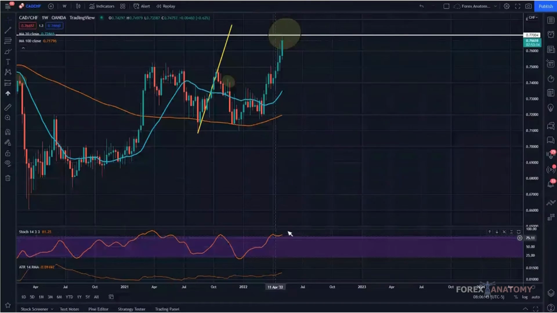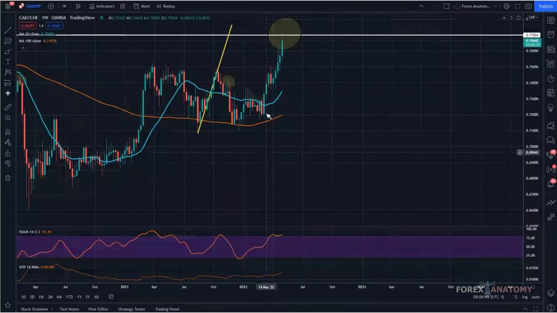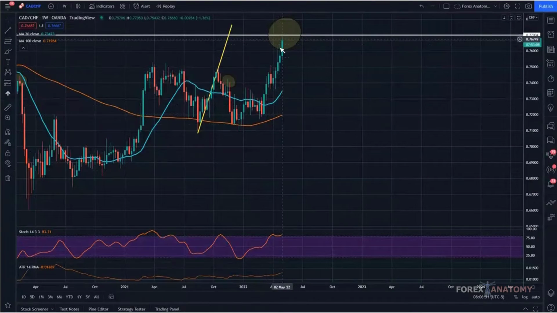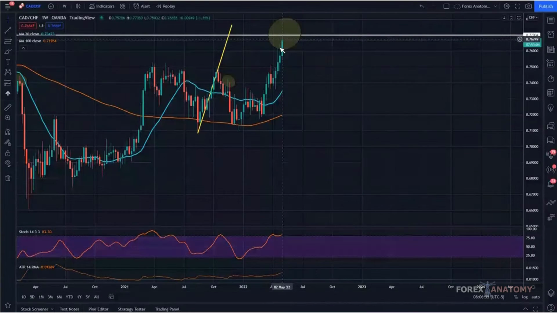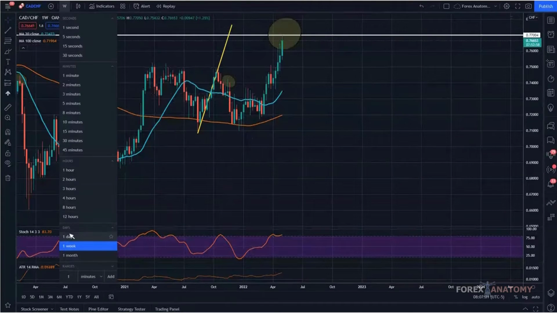Also, stochastics is overbought. So then that's something that you need to pay attention to. Remember, whenever price hits a weekly or daily level, and whenever stochastic is either overbought or oversold, then that's when you need to look for signs of consolidation and reversal. But anyways, let's move to the daily.